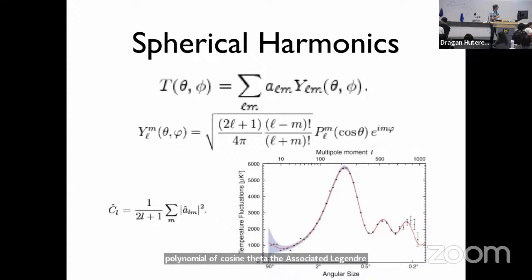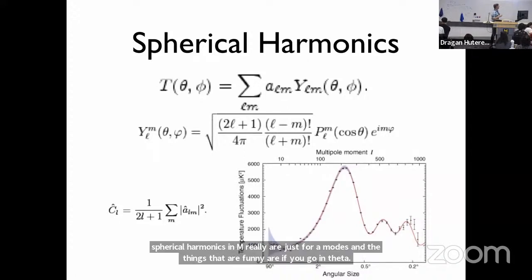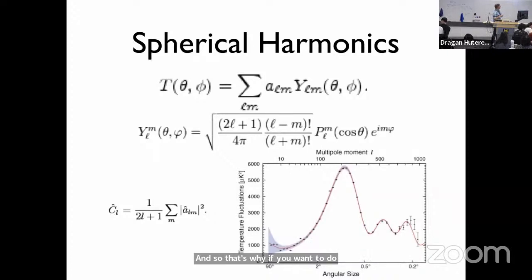And then actually it is Fourier modes. It's just e^(imφ) in this direction. So spherical harmonics in m really are just Fourier modes. And the things that are funny are if you go in theta. And so that's why if you want to do fast spherical harmonics, you're going to end up doing FFTs in phi, and you're going to just do your best to make that not be painfully slow.